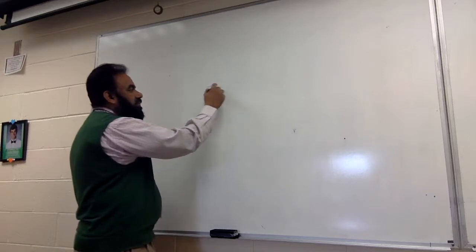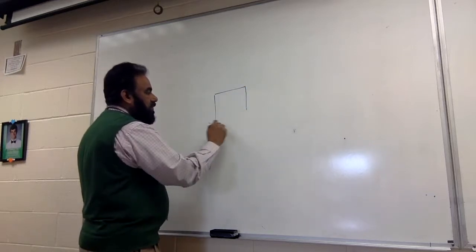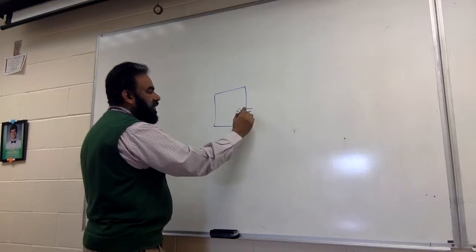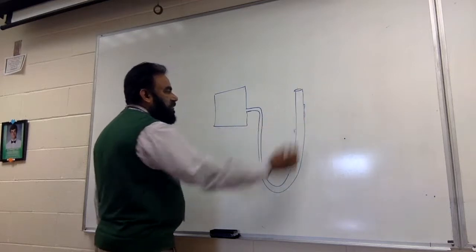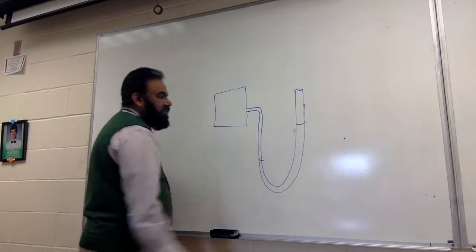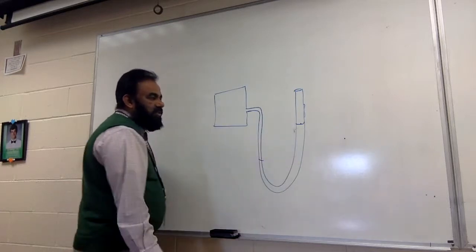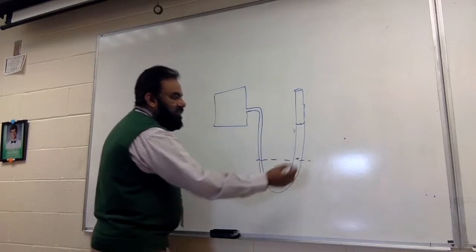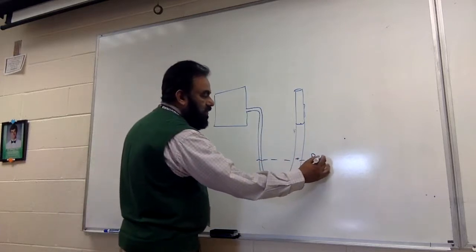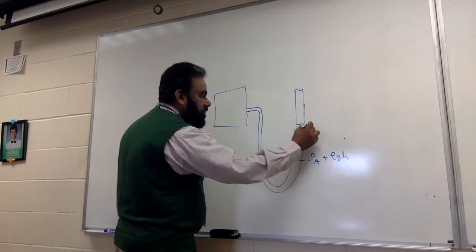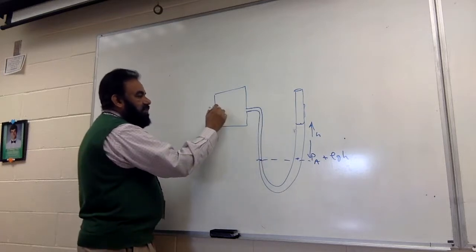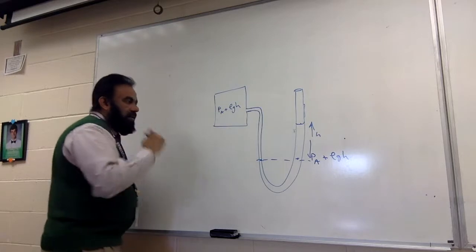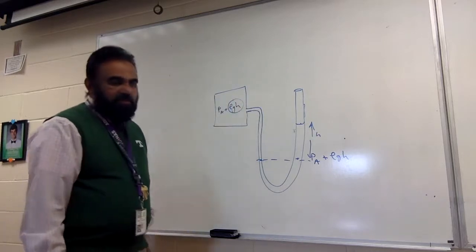So to find the pressure of a tank, all you do is connect a manometer. By checking the level of liquids, you know the pressure here is atmospheric pressure, and the pressure at this level is the atmospheric pressure plus rho GH, and that will be the same pressure here, PA plus rho GH. Now this rho GH is also called the gauge pressure.